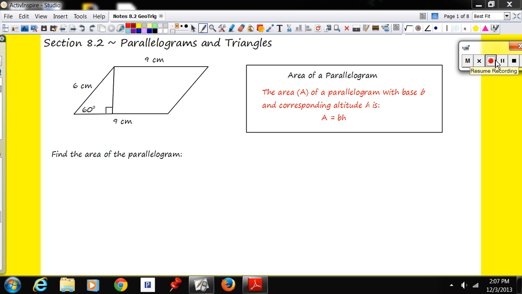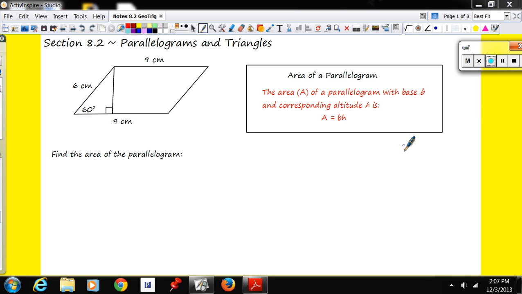We're on. All right, section 8.2, parallelograms and triangles. I already gave you the area formula for a parallelogram right here. The area A of a parallelogram with base B and corresponding altitude H is A equals BH. Now, does that formula look familiar? Looks like which formula? Area of a rectangle. But that doesn't look like a rectangle.